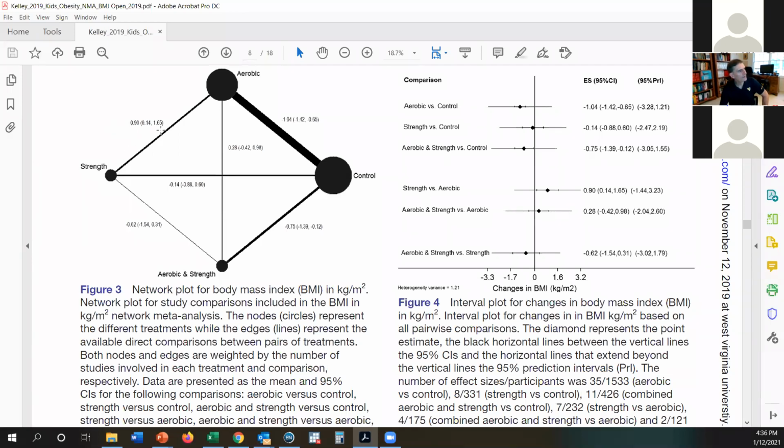And as you can see, this was in the opposite direction. So in other words, the confidence interval didn't cross zero, but the effect was in an opposite direction because we are comparing aerobic to strength here.